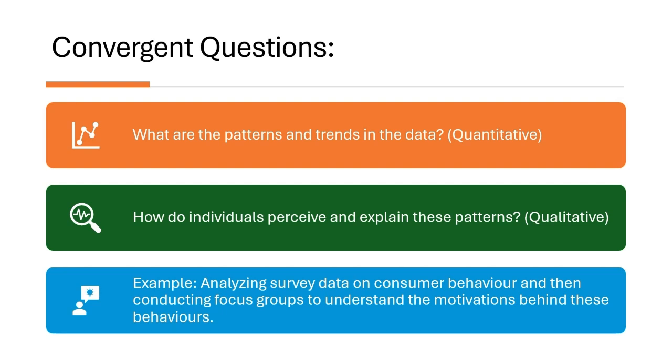And just an example of convergent questions. So what are patterns and trends in the data, which is more quantitative, and how do individuals perceive and explain these patterns? Qualitative. So these questions can be explored at the same time and converge. So, for example, analyzing survey data on consumer behavior, and then conducting focus groups to understand the motivations behind these behaviors. The data could potentially also be collected at the same time.